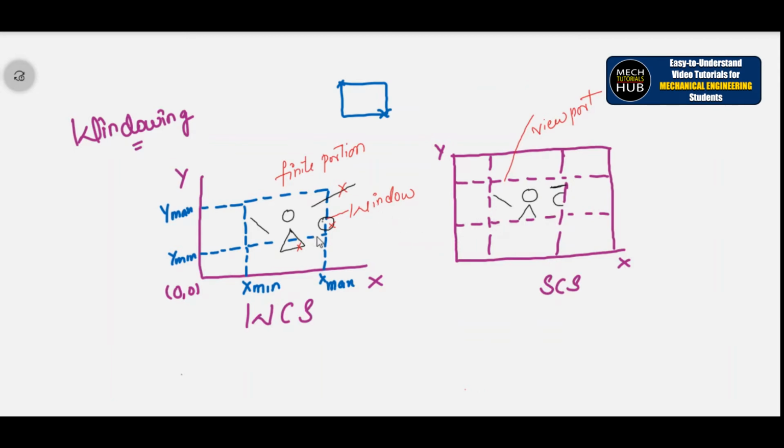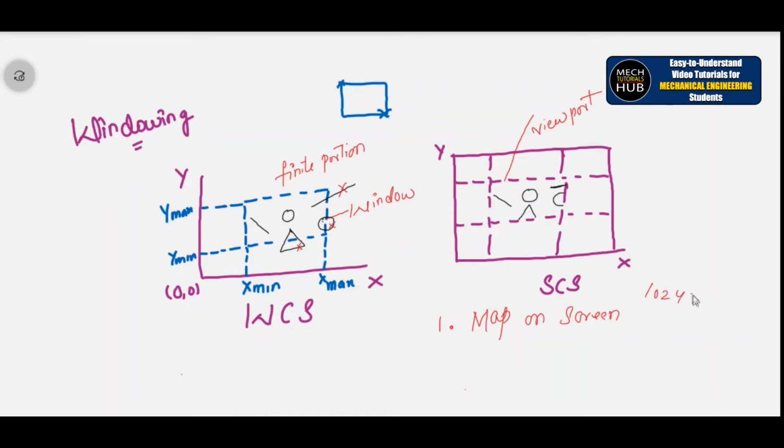This will help us in drafting applications. I'll talk about the application point also. This is what we call the mapping of a finite portion on the screen. Whatever finite portion is picked, we are going to map on the screen, because we are dealing with a screen coordinate system where the resolution is 1024 by 1024 in general. That is the coordinate range.